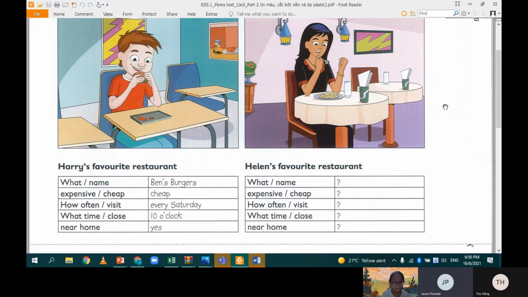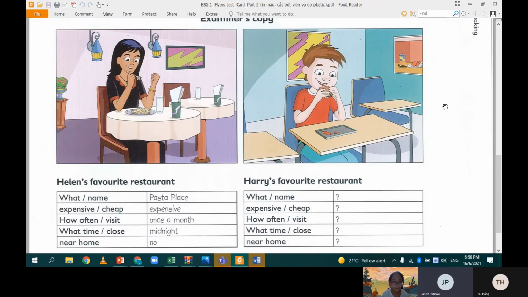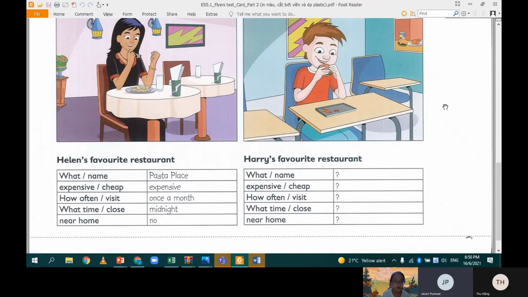Okay, now I want you to ask me about Helen's favorite restaurant. I will tell you all about Helen's favorite restaurant. What is the name of Helen's favorite restaurant? The name of Helen's favorite restaurant is the pasta place. Is Helen's favorite restaurant expensive or cheap? Helen's favorite restaurant is expensive.